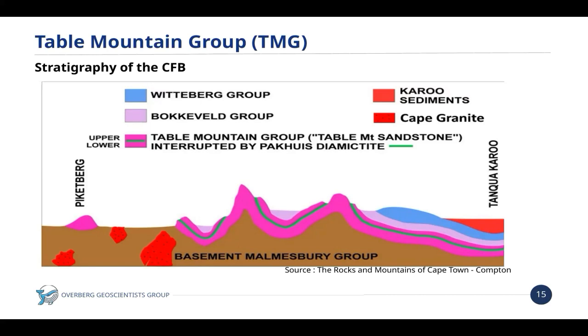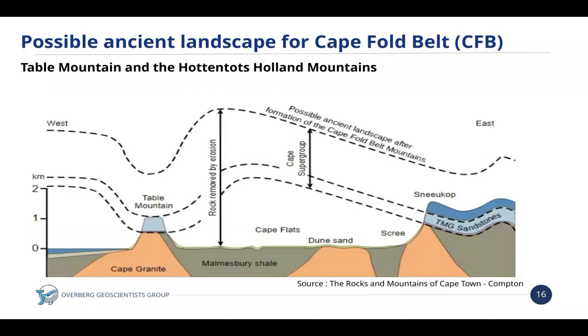If we move on to one of my favorite cartoons from John Compton's book, we're very proud of Table Mountain on the left-hand side there, which is about, I think, 1,000 meters of sandstones, and we say that is really wonderful to see. On the other side of the Cape Flats, we have the Hottentots Holland up there with also Table Mountain Group sandstones in there. In between the two of them, we have Malmesbury shales, which have been weathered away. We have expression of the Cape granite, such as the Pole Rock and a few other places that we can see around there.